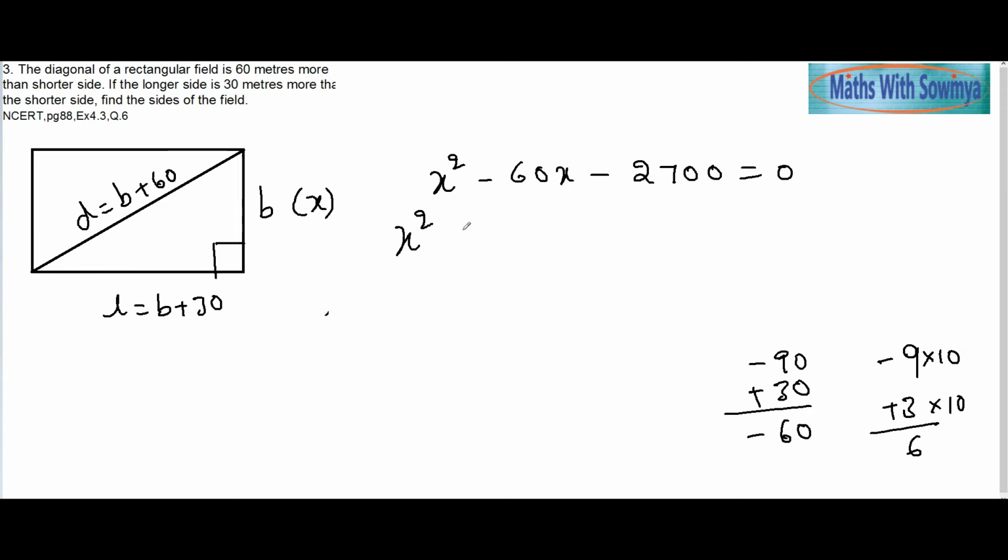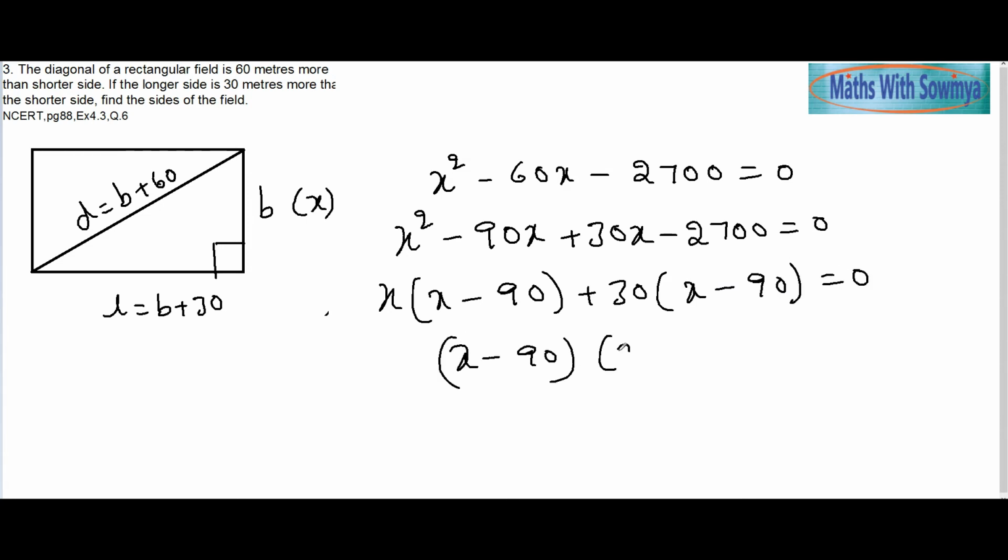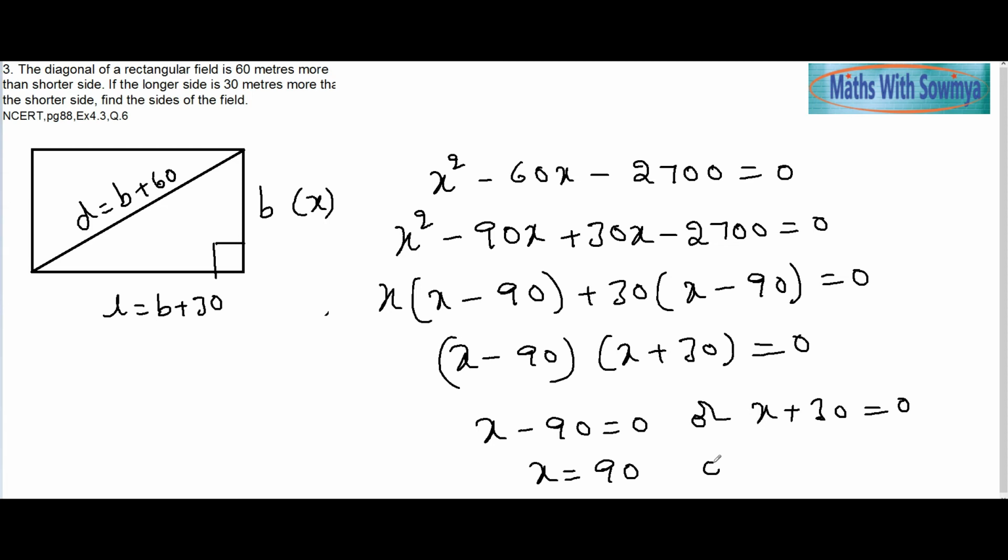So, X square minus 90X plus 30X minus 2700, which is equal to 0. Here take X common, X minus 90, plus 30 common, X minus 90, which is equal to 0. X minus 90 and X plus 30 is equal to 0. X minus 90 is equal to 0 or X plus 30 is equal to 0. X is equal to 90 or X is equal to minus 30.